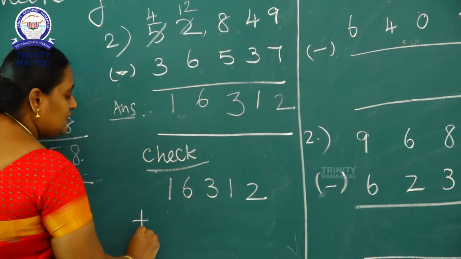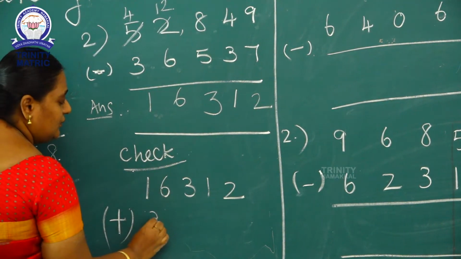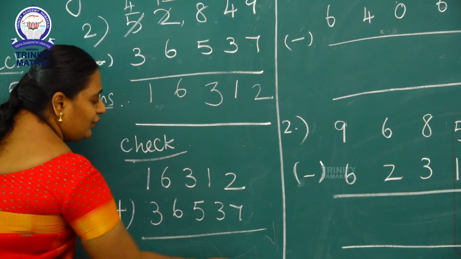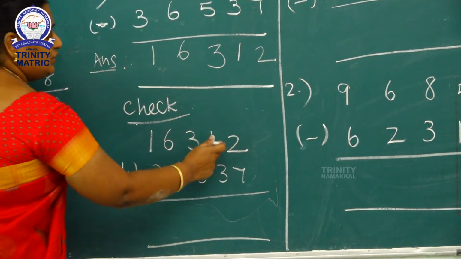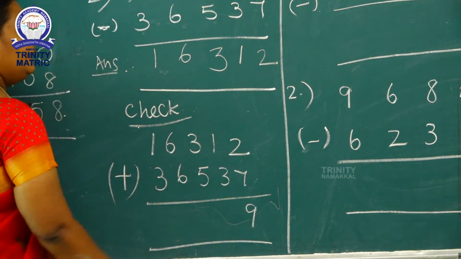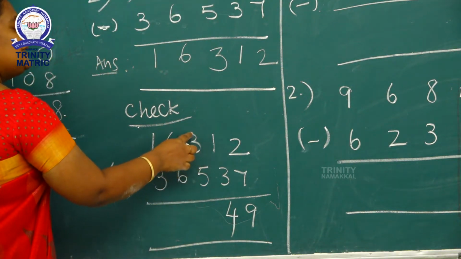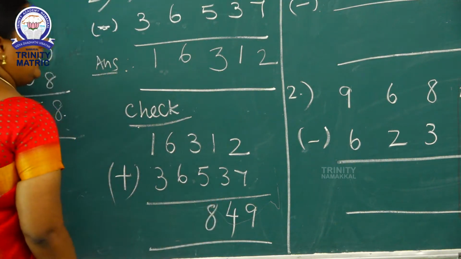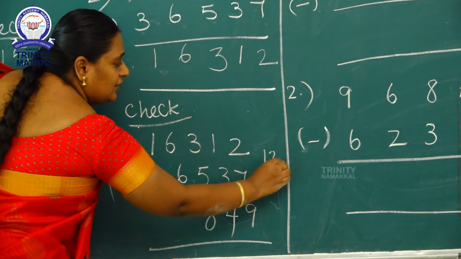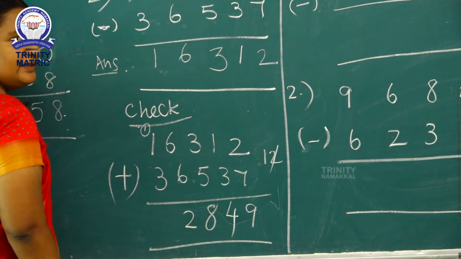16,312 plus what do you have to add? You have to add this number. Okay, so 36,537. Now you add the answer. So 2 plus 7 is 9 and 3 plus 1 is 4. 5 plus 3 is 8 and 6 plus 6 is 12. So you have to write 12. So you have to write 2 here and 1 is carried over to the next place.